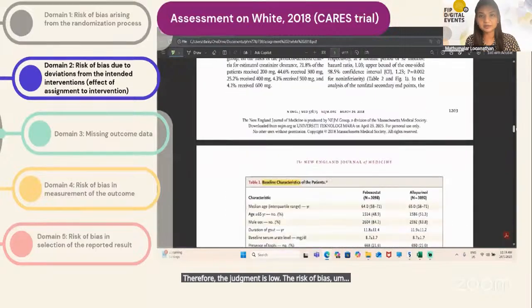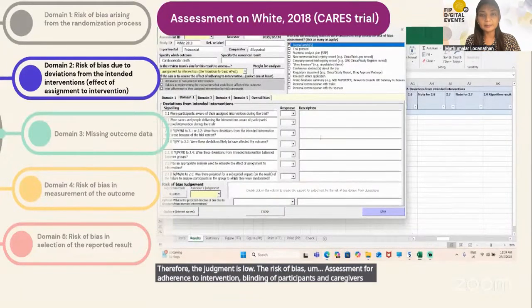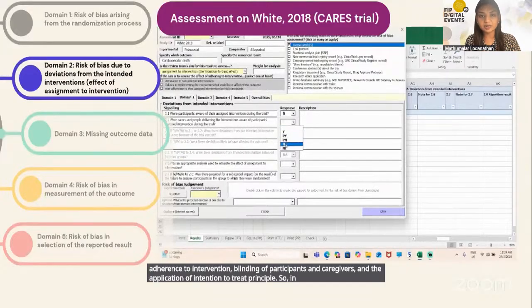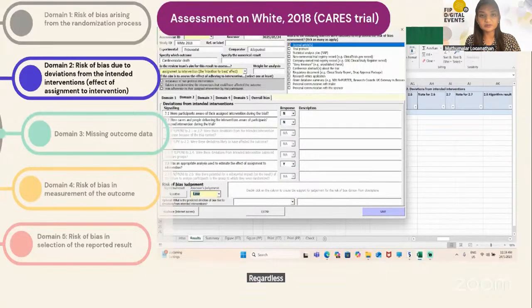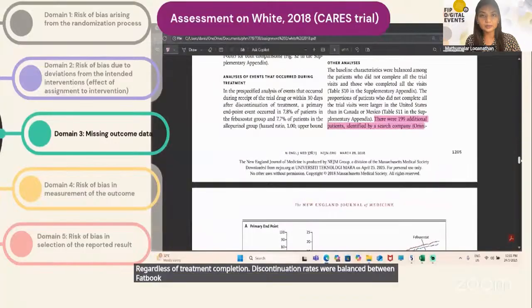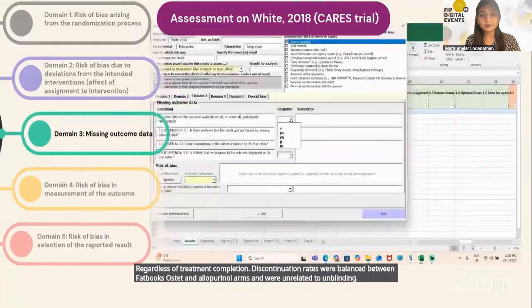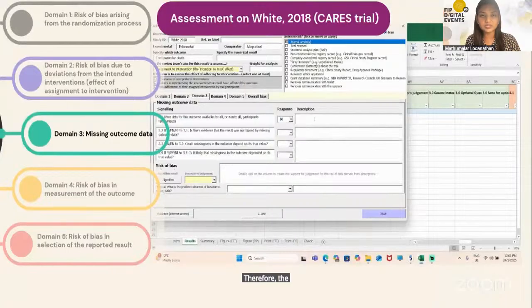Next is the risk of bias assessment for adherence to intervention, blinding of participants and caregivers, and the application of the intention-to-treat principle. In the CARES trial, you can see it was double-blinded and participants were analyzed in their assigned groups regardless of treatment completion. Discontinuation rates were balanced between febuxostat and allopurinol arms and were unrelated to unblinding. Therefore, the judgment is low risk of bias.